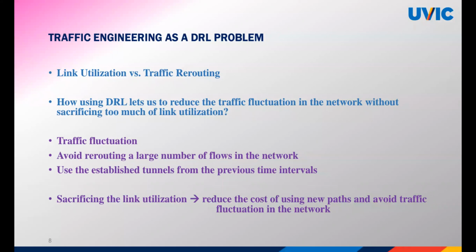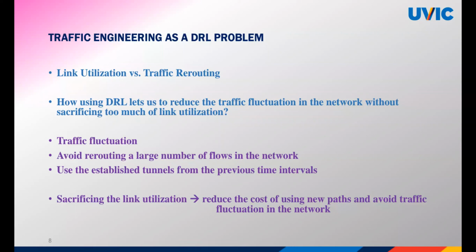So we want to answer this question: how does using DRL let us reduce the traffic fluctuation in the network without sacrificing too much link utilization? We define traffic fluctuation as the number of flows that are required to be rerouted in the network in each time interval. So it's reasonable to avoid rerouting a large number of flows in the network when the variation in the traffic demand is not high regarding the demand matrix in the previous time intervals.